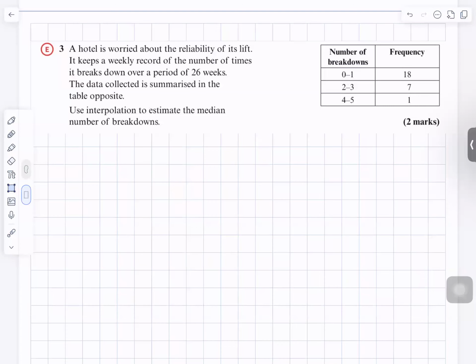Follow this, because that would be key in the other questions. This is an exam question. That's why it's got that E next to it.